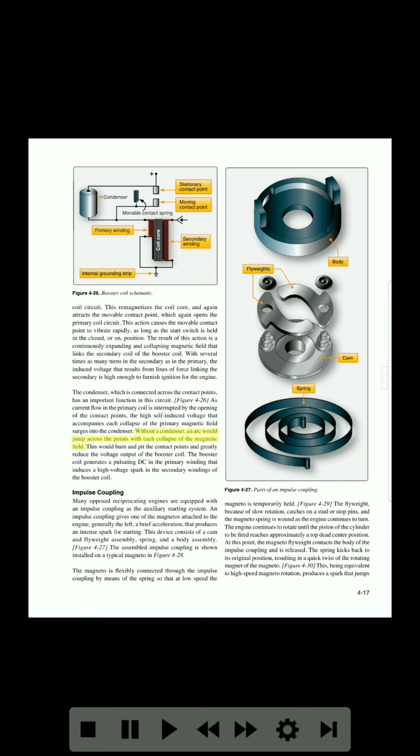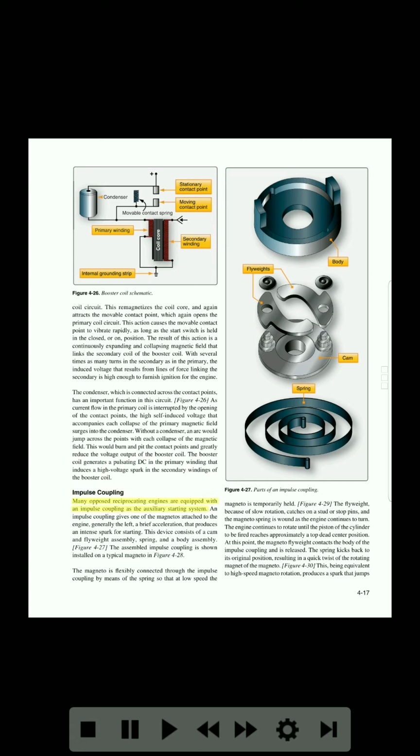Without a condenser, an arc would jump across the points with each collapse of the magnetic field. This would burn and pit the contact points, and greatly reduce the voltage output of the booster coil. The booster coil generates a pulsating DC in the primary winding that induces a high voltage spark in the secondary windings of the booster coil.